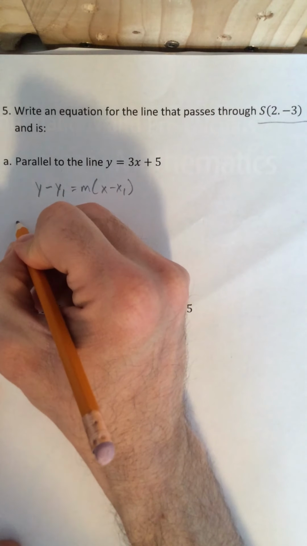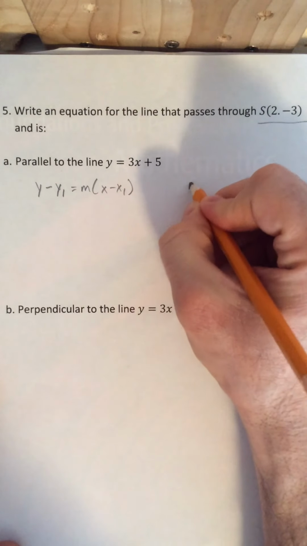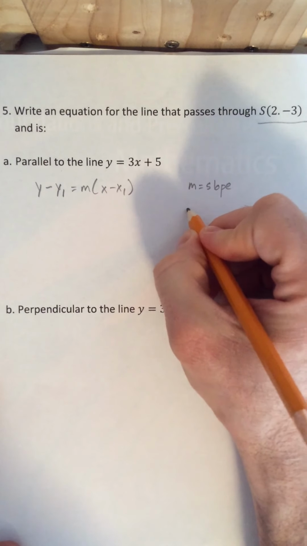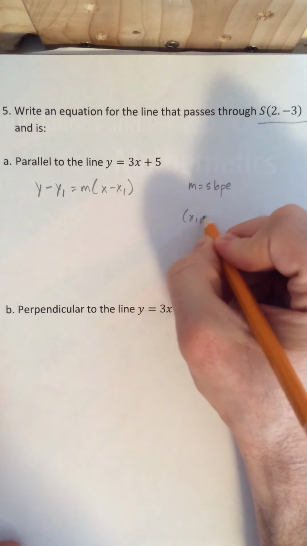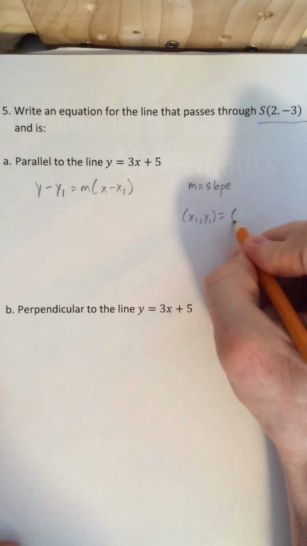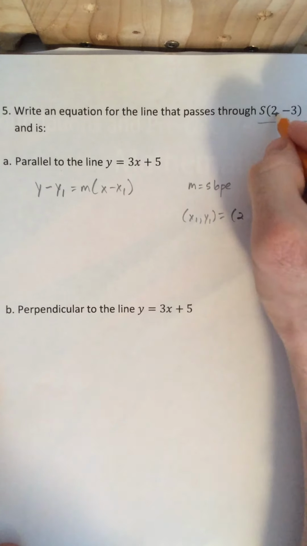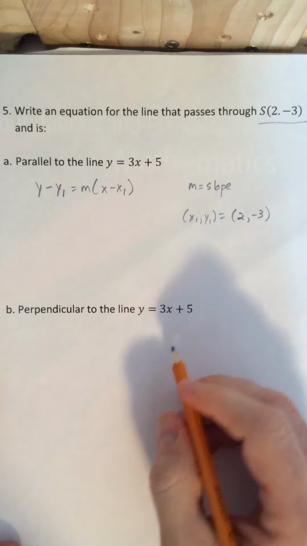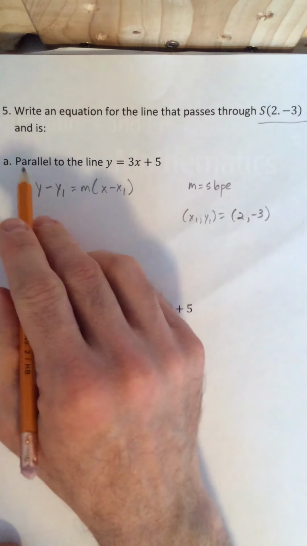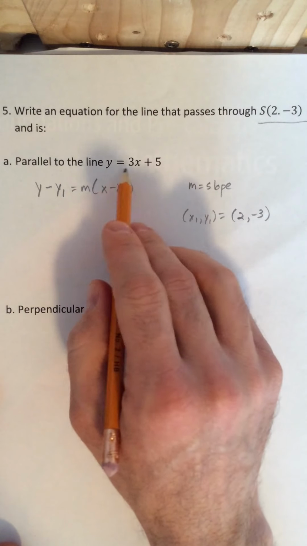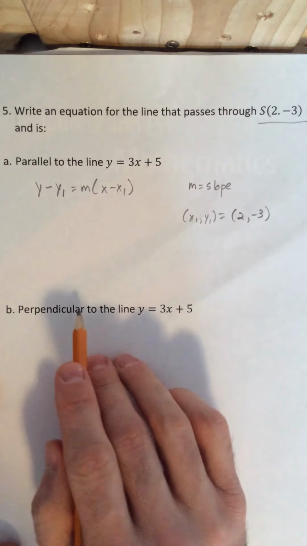Again, what we need for this equation is we need to know the slope, and we need to know a point or an x1 and y1 value. Now we have a point, it's given, it's point S. So our x1 value is going to be 2 and our y1 value is going to be negative 3. What we don't know is the slope, but we can get it because this line is parallel to the line y equals 3x plus 5.